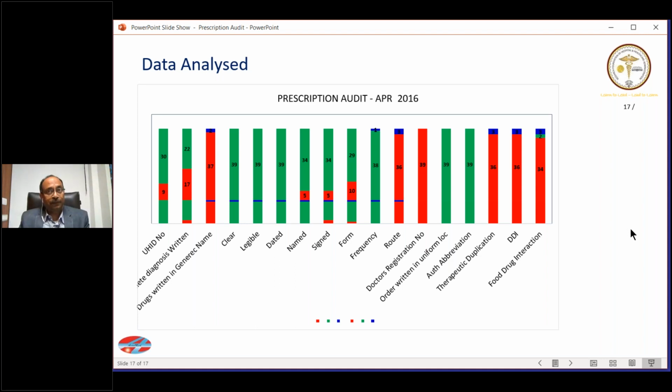We can also do a proper Pareto's analysis applying the 80-20 rule, and then find out which are the ones where we need to intervene. We can also do a proper analysis. There's no doubt about it. Yes, that's actually the correct method. Any more questions?